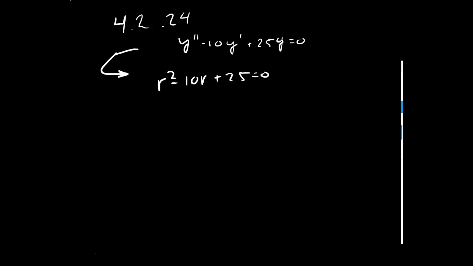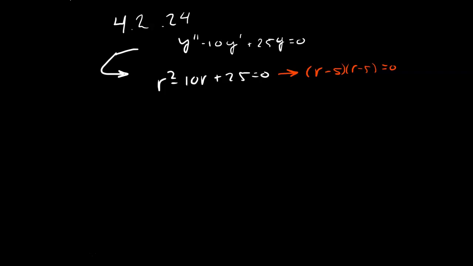Now this is pretty easy for us to solve, right? Because you can either use the quadratic formula, or if it's more convenient, you could factor this. Now if I were to factor this, I would have r minus 5 squared is equal to 0. So what I notice right off the bat is that it's a repeated root.